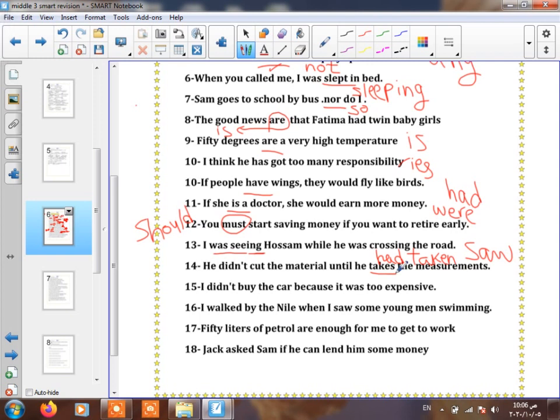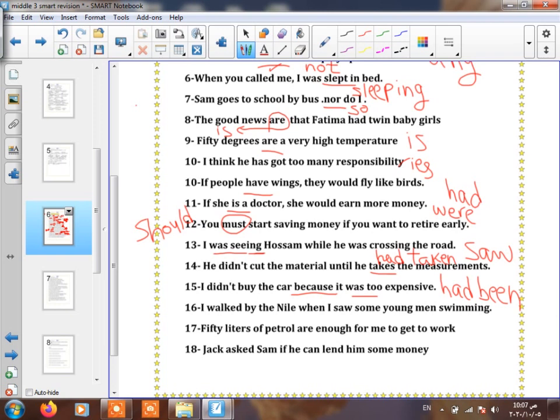Number 15, I didn't buy the car because it was too expensive. This is here because it's like after in the past perfect. If you remember, after is followed by the past perfect, and after that I have to write the past simple. For example, after I had eaten my lunch, I slept. So here because it's like after, it must be followed by the past perfect. So I didn't buy the car because it had been too expensive.